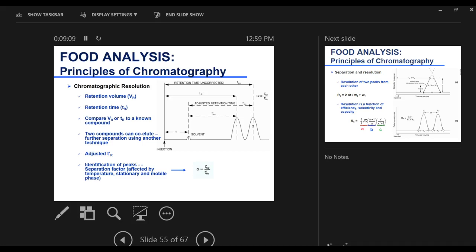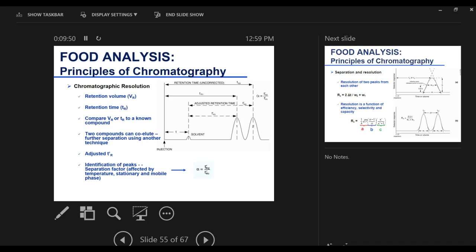So the alpha factor is an important factor. We call it the separation factor. It's basically the ratio of the retention time of peak 2 over peak 1. If the ratio is 1, that means they're not separated from each other. If the retention time for peak 2 equals the retention time for peak 1, they're not separated. So the higher the alpha, the better separation you have, and that's what you want. You want a higher separation factor, obviously.